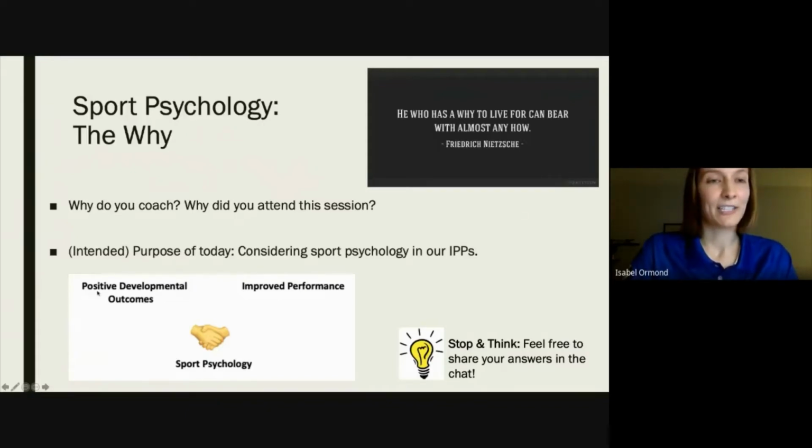Okay, so this is my attempt at an Instagram post. I don't have Instagram, but it bridges these positive developmental outcomes that were in a lot of our ideal player traits with improved performance, which we had as competitive and wanting to win, and using sports psychology as a tool to do that.